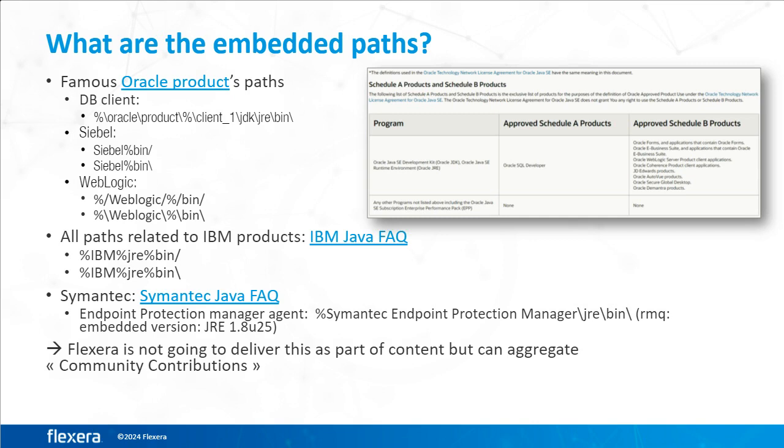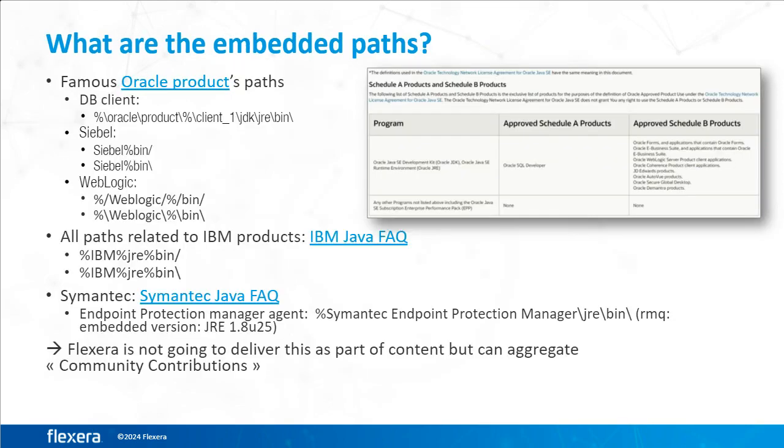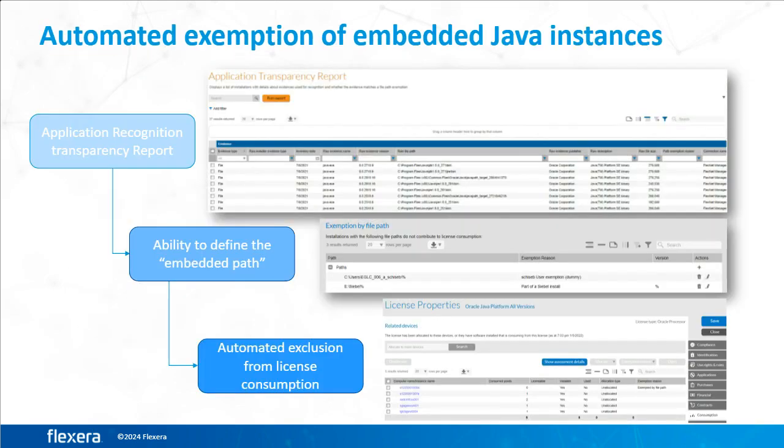So starting again, I go back a slide. If you really want to manage Java on the server side, the agent is installed, provides the verified, file-based data with the path. Then you can start to say, okay, WebLogic paths can be excluded. The IBM whatever path can be excluded. And you can track and see this in the application transparency report.